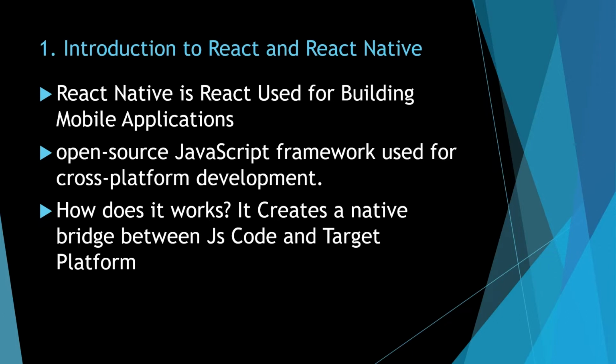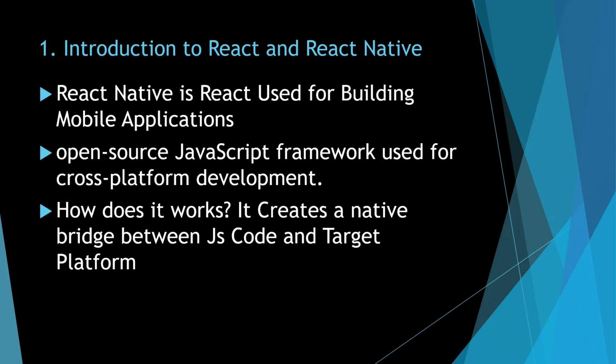So how does it work? How does React Native work? React Native creates a native bridge between the JavaScript code and the target platform. So when you use an application which is based on React Native, whenever you interact with the application, you are interacting with the JS code or JavaScript code, and then React Native bridges the instruction to the target platform. It can be iOS or it can be Android.